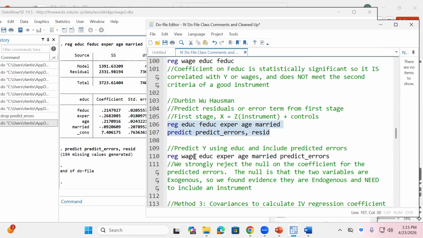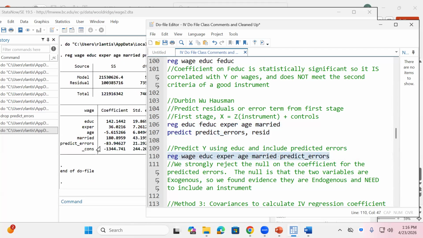We're then going to go back to our original regression where we wanted to predict wage using education, our X variable, include the additional controls, but also include the predicted error terms from our first stage. If these are statistically significant, that tells me there were things that were impacting X that also are impacting Y. So if I can reject that the coefficient on these predicted errors is 0, I need to include an instrument.